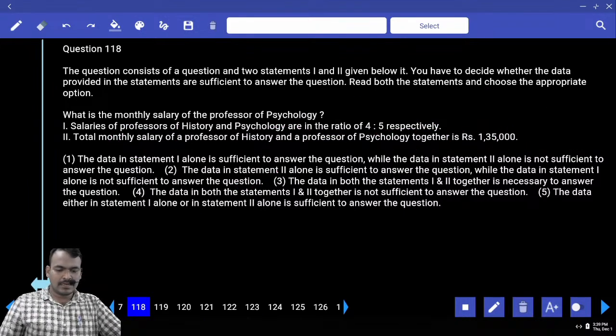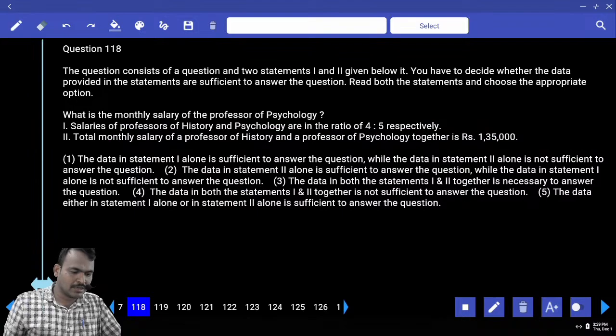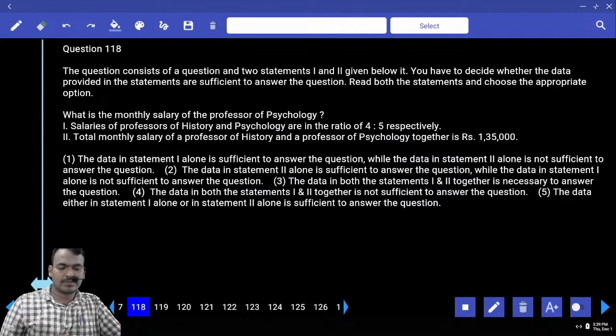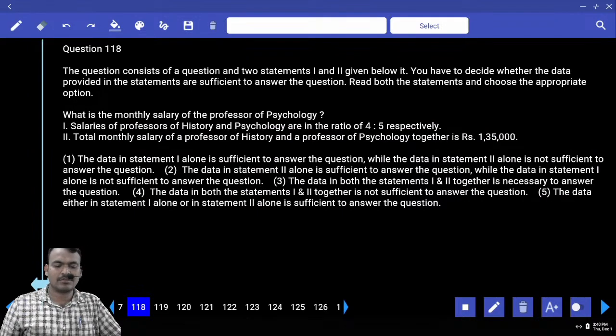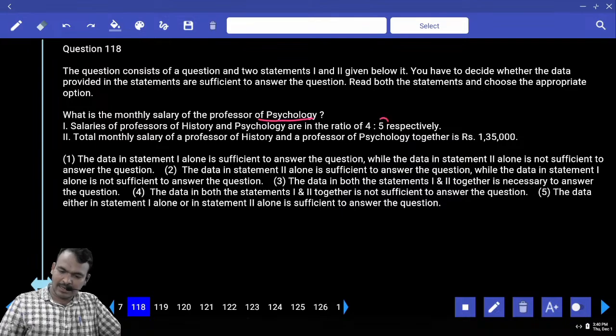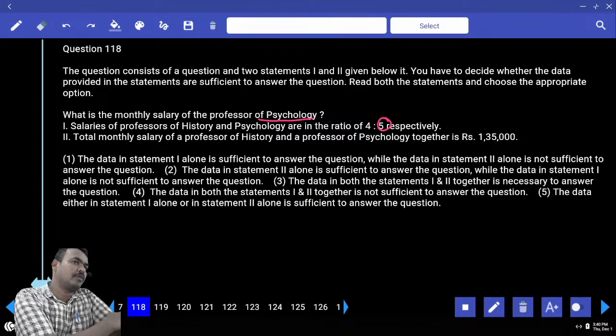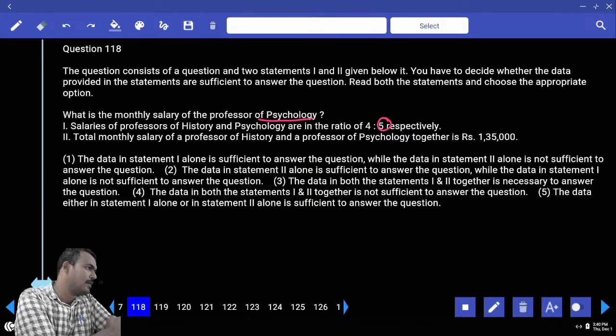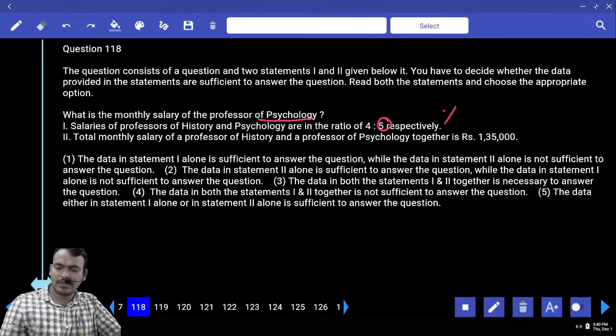Next, question number 118. What is the monthly salary of a professor of which one? Psychology. What is the first one? Salary of professors of history and psychology are in the ratio of 4:5. We required the salary of which one? Psychology. Psychology salary is how many parts? 5 parts. If we require 5 parts, definitely we need to know the 1 part, or not? But we don't know the 1 part value, or not? So 1 alone is sufficient or not sufficient?